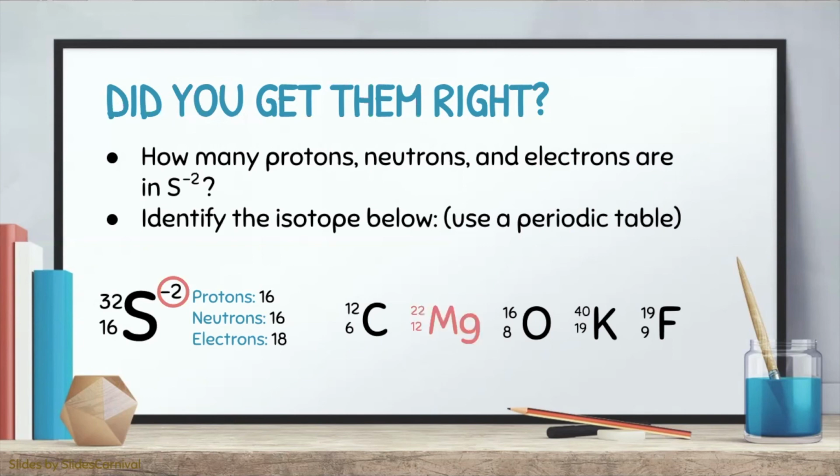For the isotopes question, simply look at your periodic table and go through all of the elements listed. Note the atomic numbers and the mass numbers and compare those to the ones that I put on the screen. The only one that is off is magnesium, because the mass number for magnesium is typically 24.